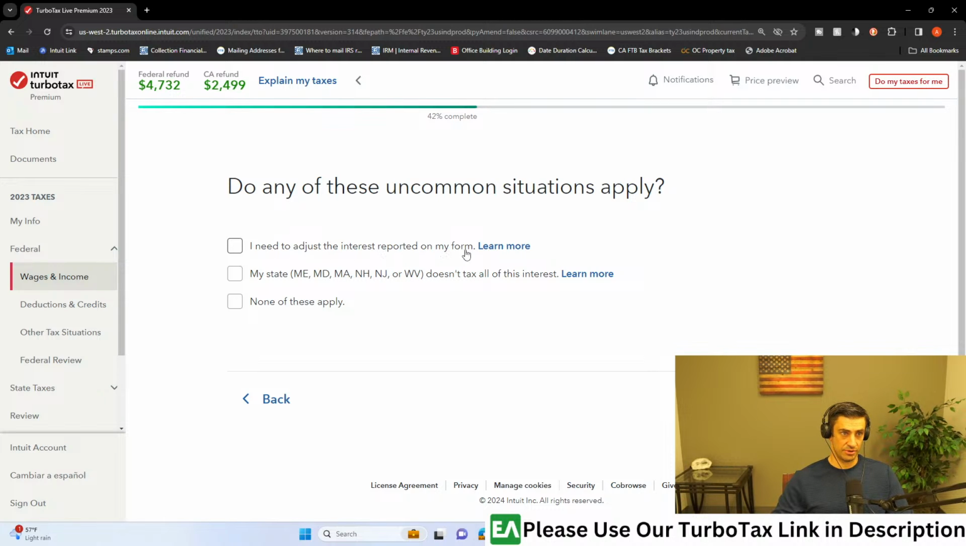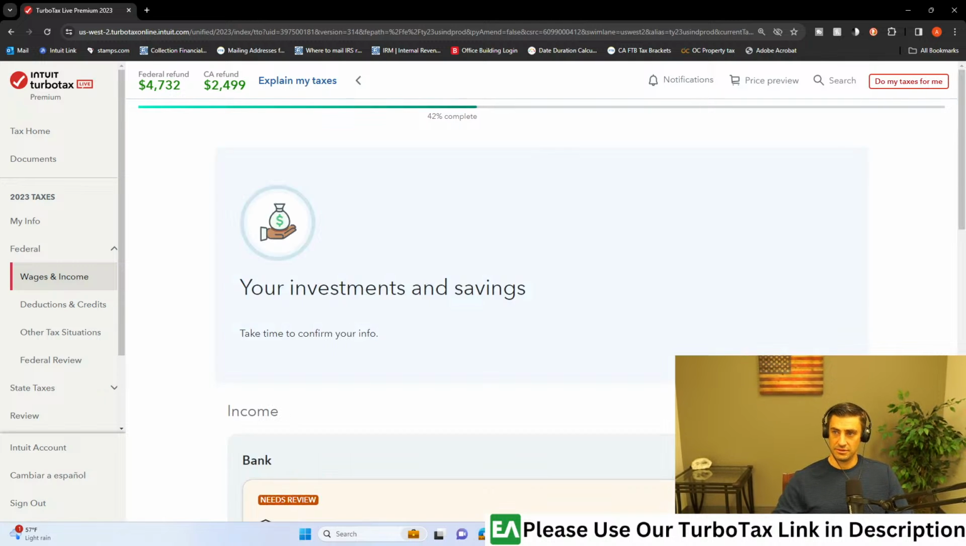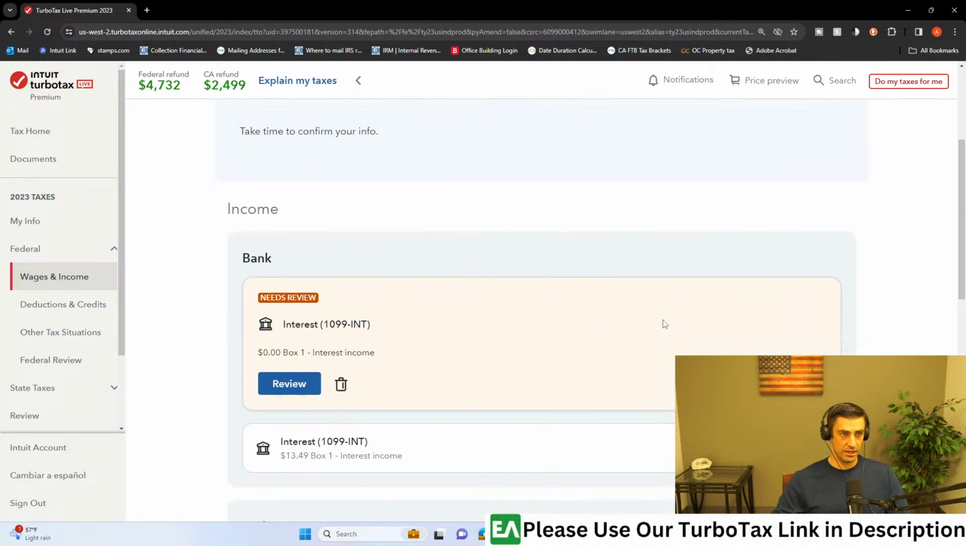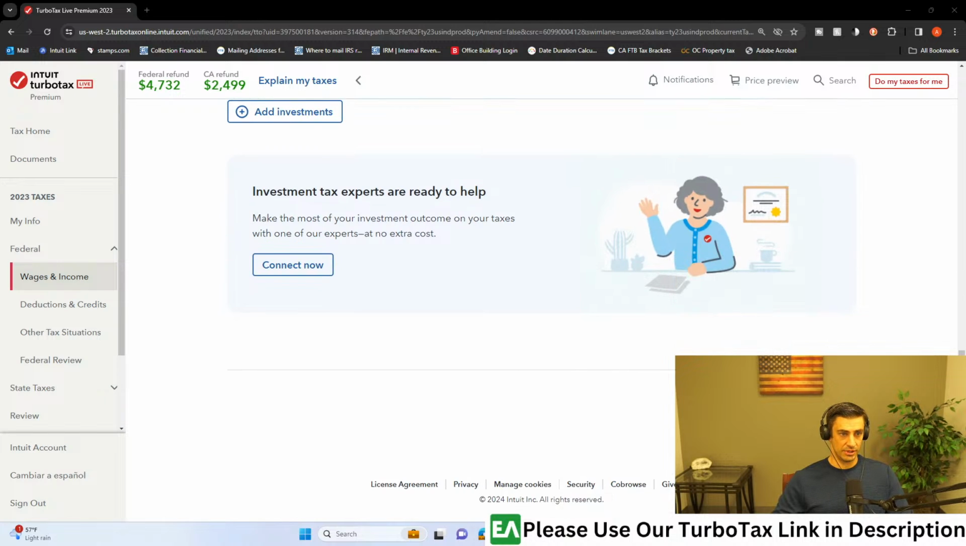I need to adjust interest reported on my form. No, my state doesn't tax all of this interest. Well, lucky you. Those states, I'm in California, we're going to say this is all taxed, unfortunately. All right. There we go. 13 bucks. It's in. What else do we have to work on?